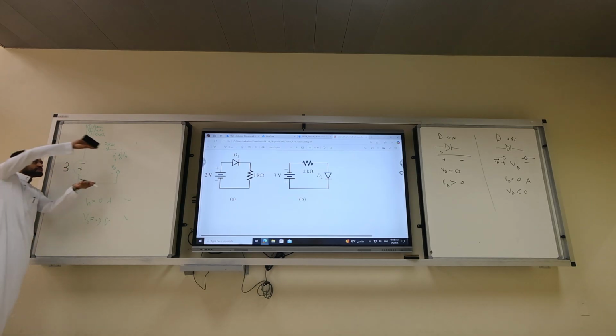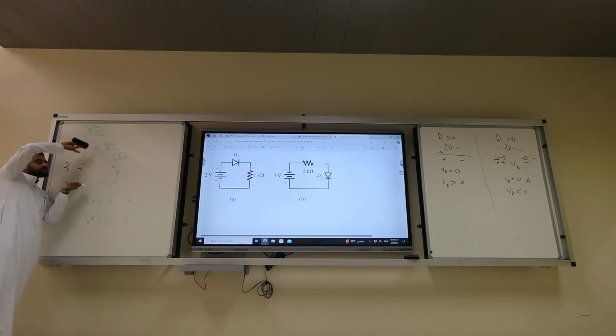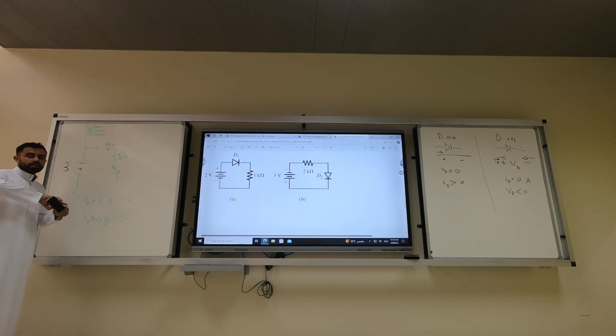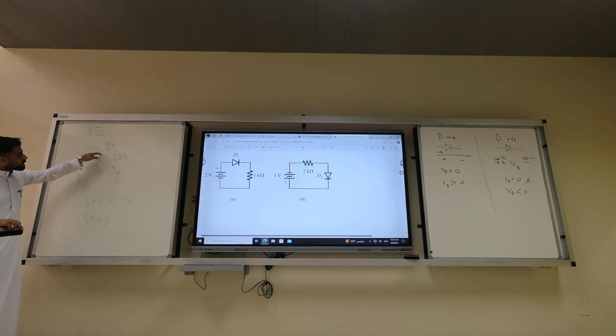It's like you connected a wire in the air and attached it to a battery. It's like KVL, but you can do KVL. If you do KVL, it will be what? Plus VD plus 0 plus 3 equals 0, so VD equals minus 3. Okay?